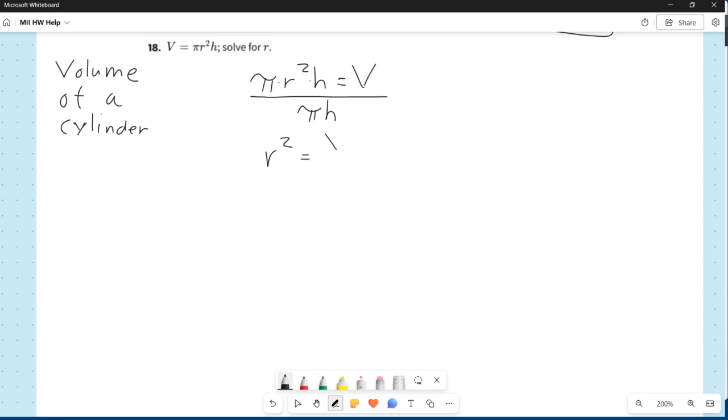Well, I definitely can't do anything with that. I just have to leave everything the way it is, right? V is a variable, h is a variable, and pi is a constant. So nothing else is happening there.